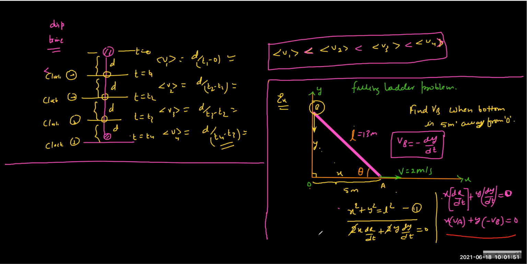Sir, you added dx by dt. See, dx by dt is the rate of change at which the bottom is going away from the origin. So we write dx by dt equals 5. So that x square plus y square is equal to L square. With respect to what did you differentiate it? Time. Okay, 1 second.